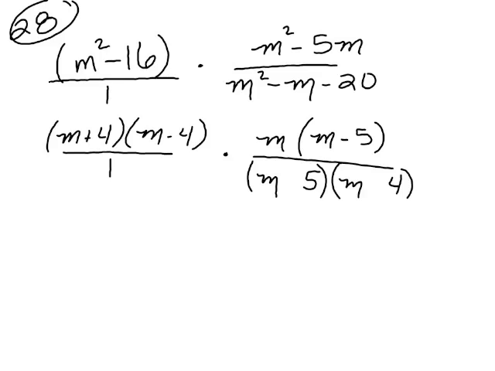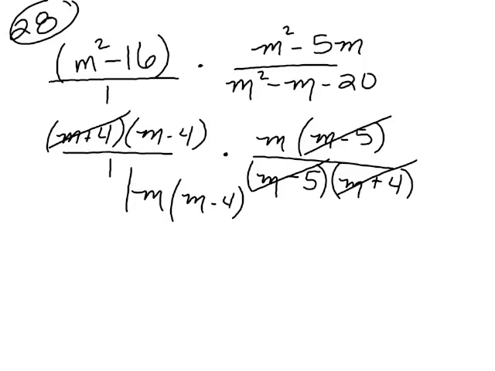How do I choose? Okay, my negative 1m is negative, so there, my bigger number. Make the 4 positive. All right, what can I cancel out? M minus 5, those will cancel. M plus 4, those will cancel. Okay. So I'm left with m times m minus 4 over 1, which is that.